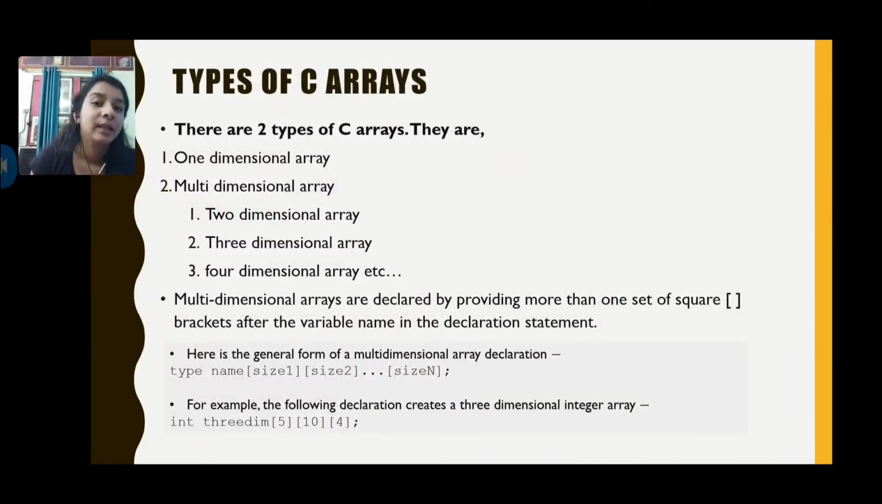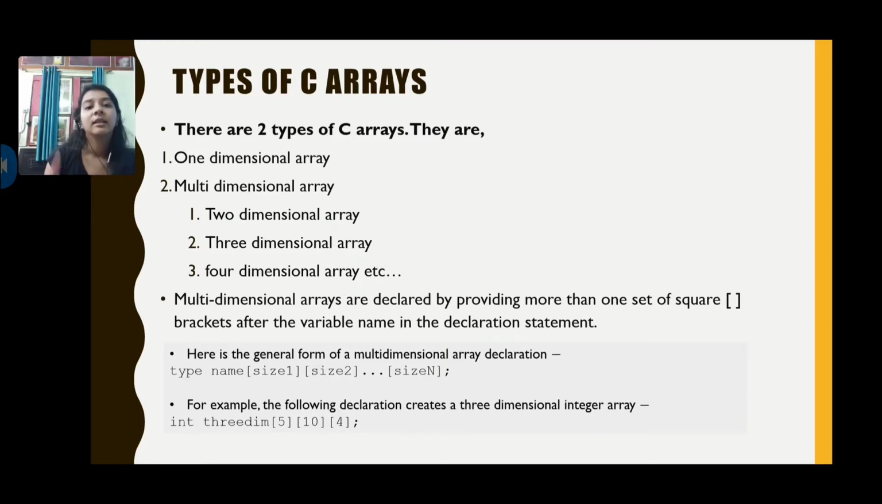Let us see the types of C arrays. We have already become familiar with one-dimensional arrays. There are also multi-dimensional arrays. They can be two-dimensional, three-dimensional, four-dimensional, and so on. Multi-dimensional arrays are declared by providing more than one set of square brackets after the variable name in the declaration statement. For example, this is the general syntax of a multi-dimensional array.